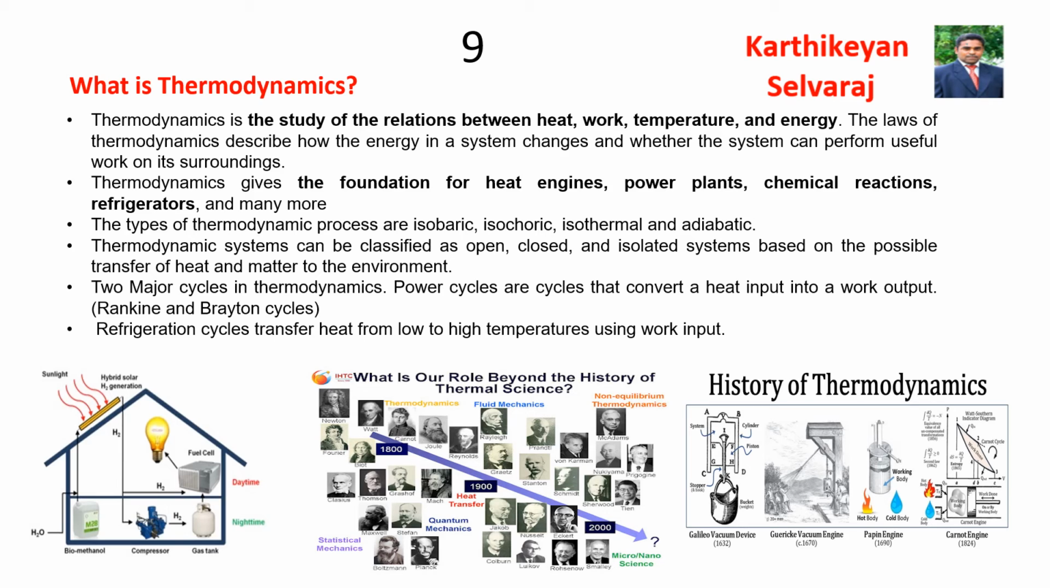The two major cycles of thermodynamics: power cycles are cycles that convert the heat input into work output, for example the Rankine and Brayton cycles. Refrigeration cycles transfer heat from lower to higher temperature using work input. Few glimpses of thermodynamics are given below.